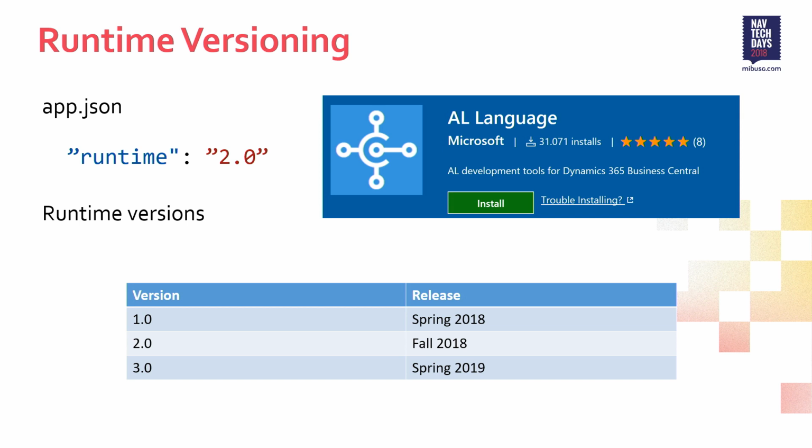Of course, different versions of Business Central have slightly different capabilities, and we want the compiler to let you know if you're using a feature that is not available in your current version of Business Central. To help with this, we've added the runtime property in the app JSON, and this can be used to specify the version of Business Central that you are targeting. We associate version 1.0 with the spring release, 2.0 with the fall release, and we increment by one for each major release of the product.